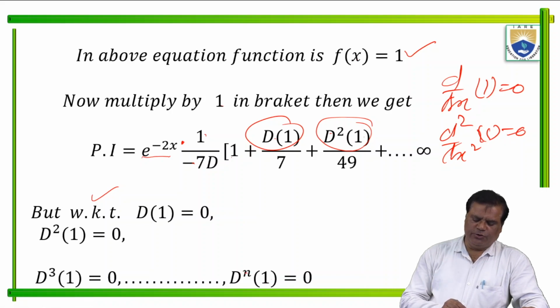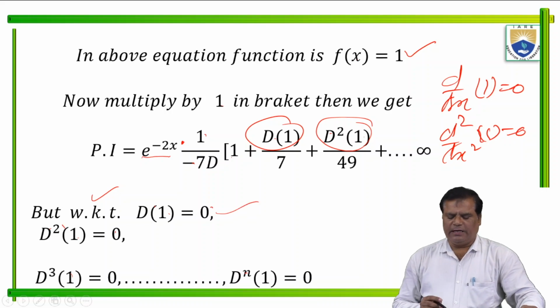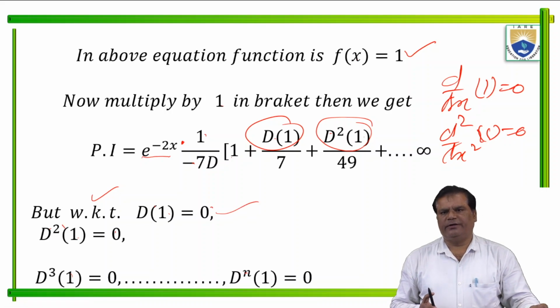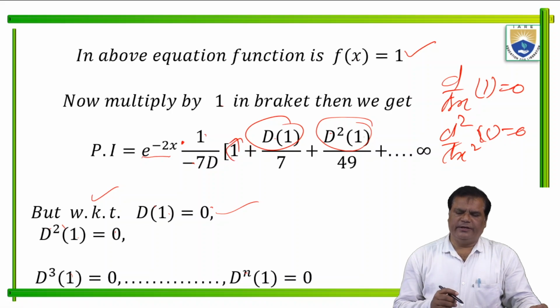Dn is 1, D cube 1 is 0, D square 1 is 0, D1 is 0. All elements are 0 here. So we get only this one here.